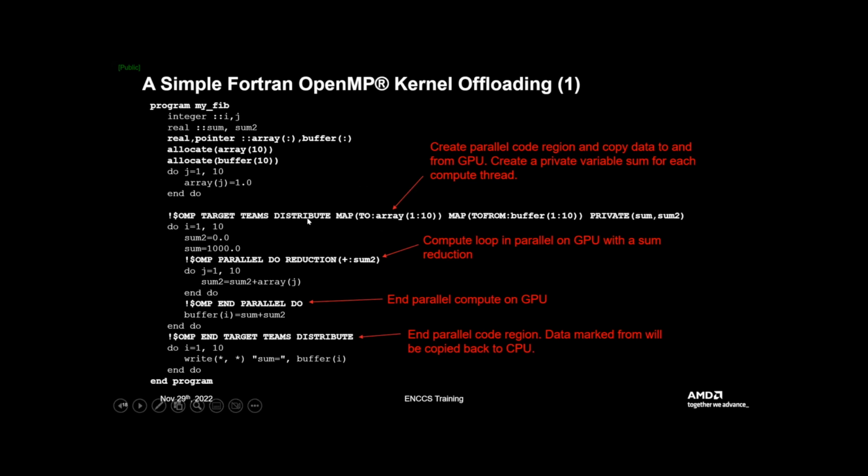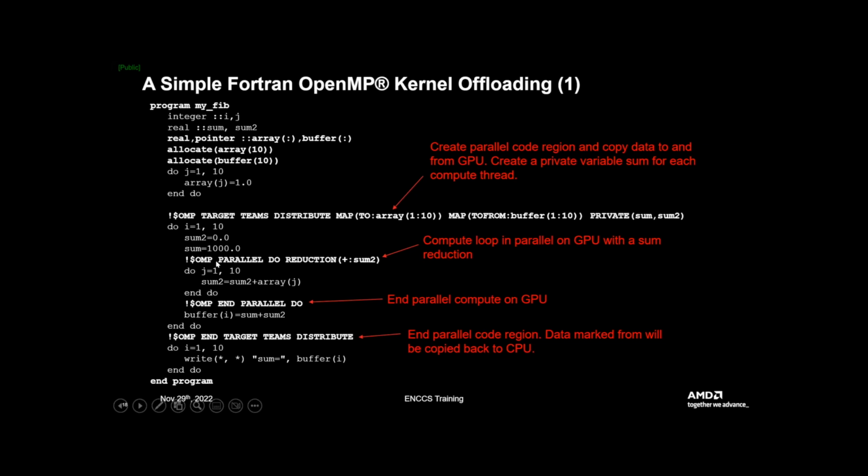Here we are creating a parallel code region. We copy the data array from host to GPU. For buffer, we are also copying from host to GPU, and at the end of the computation, we want to bring back the buffer. That is why we have to and from here. Variables sum and sum2 are just private.